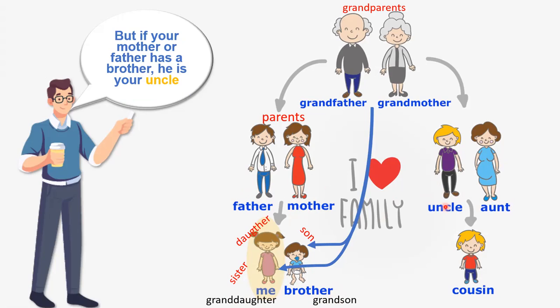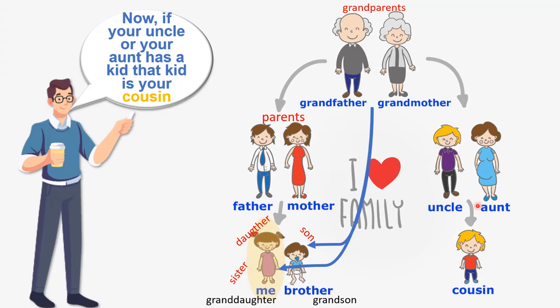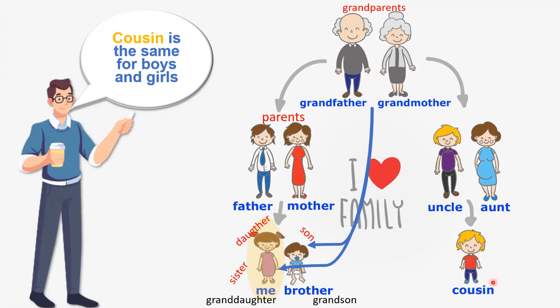Si tus papás tienen un hermano o una hermana, sería tío, uncle, o su tía, aunt. Okay? Then if your uncle or your aunt has a kid, that kid is your cousin. Okay? El hijo de tus tíos es cousin, que en español decimos primo. In this case, cousin is the same for boys and girls. Aquí no hay primo y prima, todos son cousin.